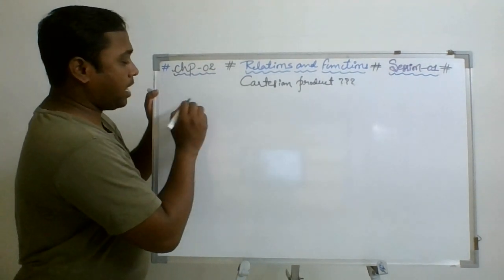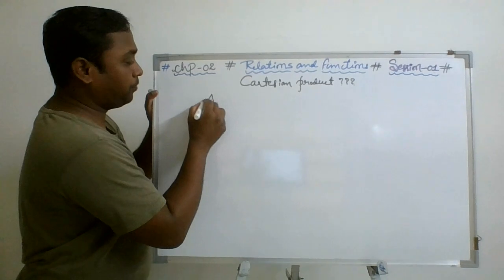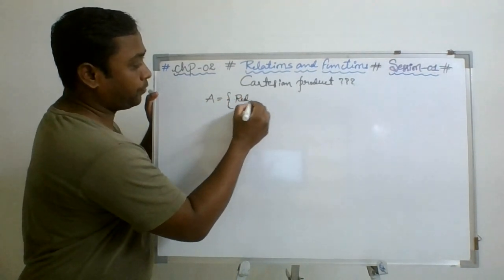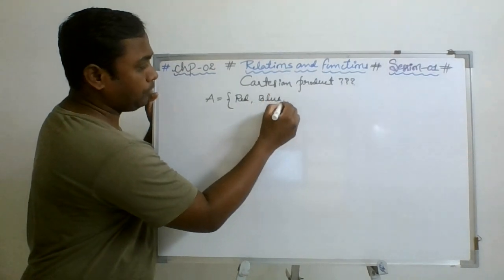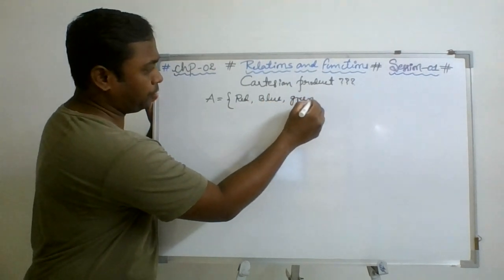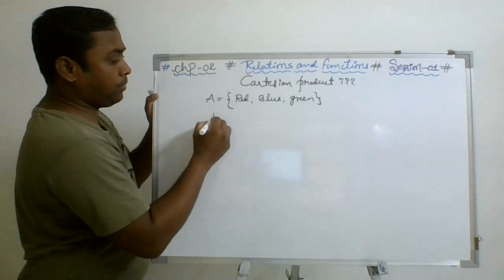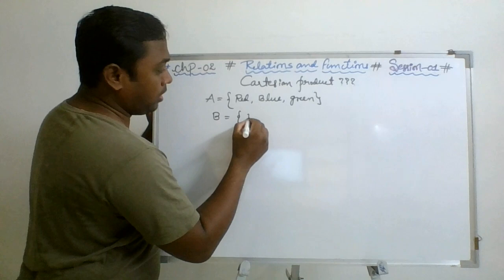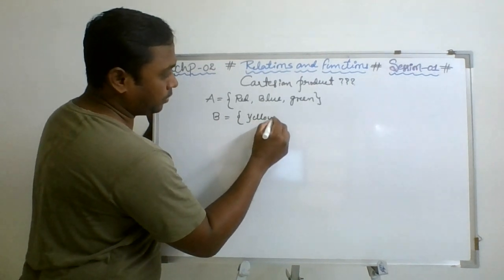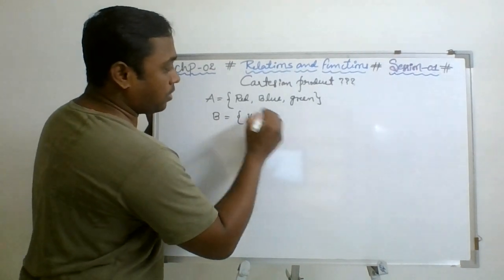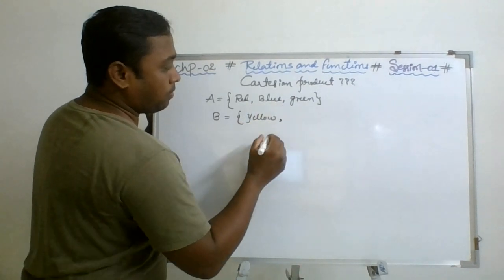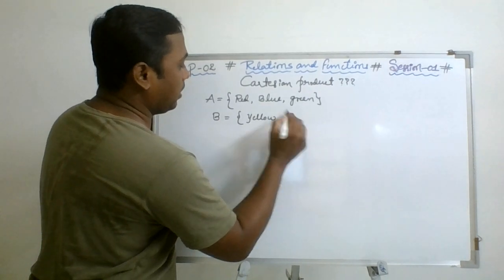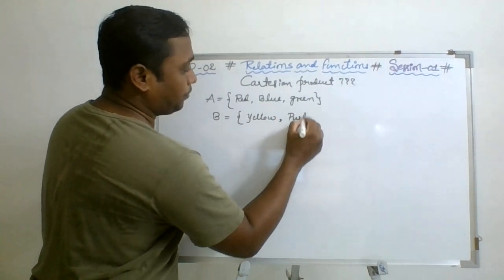Now, for that, first I am taking set A, which has the colors red, blue and green, and set B has yellow, and let us say purple.